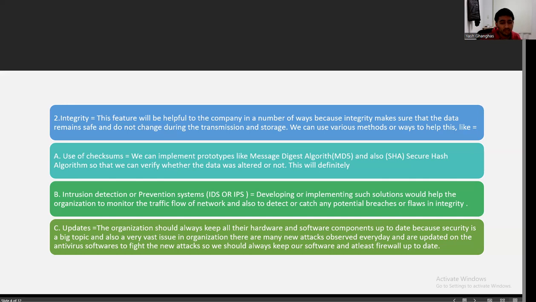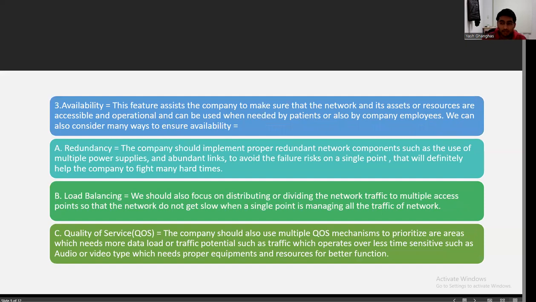They can use many protocol systems like intrusion detection or prevention systems, and they also need to update those software because that would be helpful for their system. And the third thing is availability. Availability means that their network is up all the time, that the patients can access their network all the time.